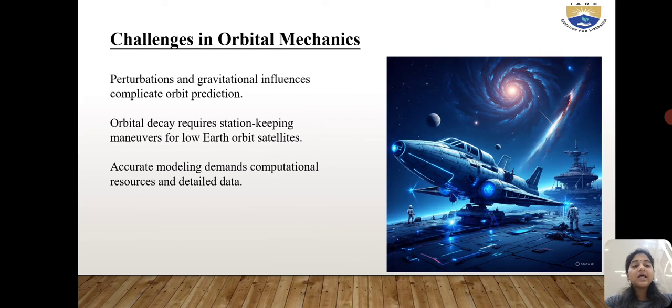Challenges in orbital mechanics. Perturbations and gravitational influences complicate orbit prediction. Orbit decay requires station keeping maneuvers for low Earth orbit satellites. Accurate modeling demands computational resources and detailed data.